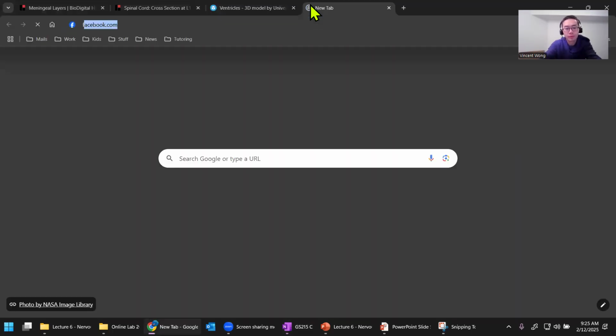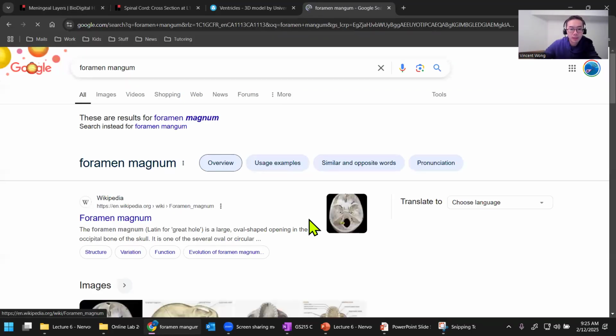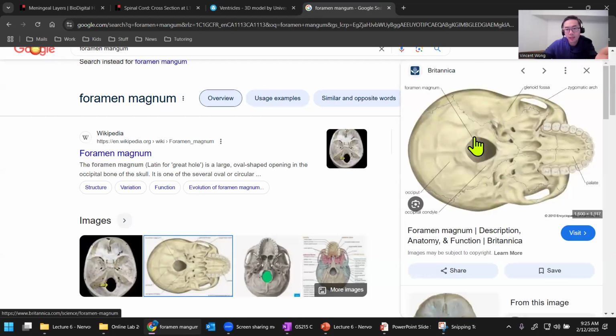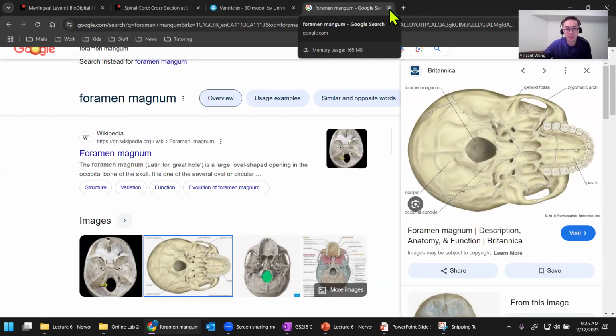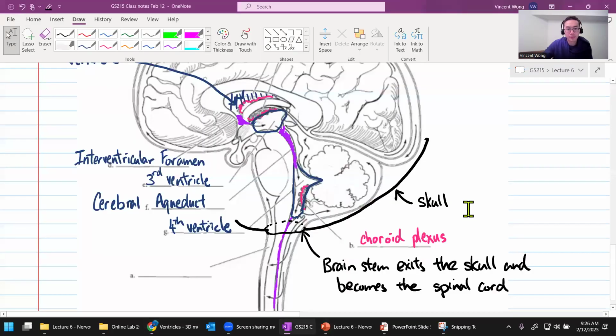Here, I'll show you. You see this at the base of the skull? This is looking at the skull from the bottom. You see that big hole right there? That's where the brainstem is going to come out and become the spinal cord. We'll learn about that hole later on, but it's called the foramen magnum. I already told you foramen is a hole. Magnum means big, so big hole. That's literally what it means.